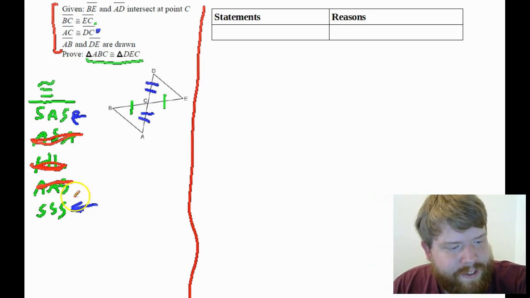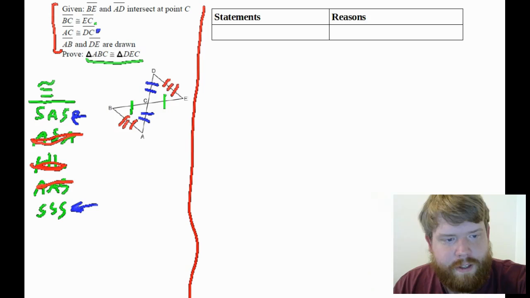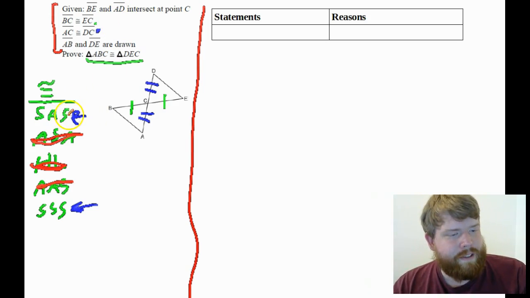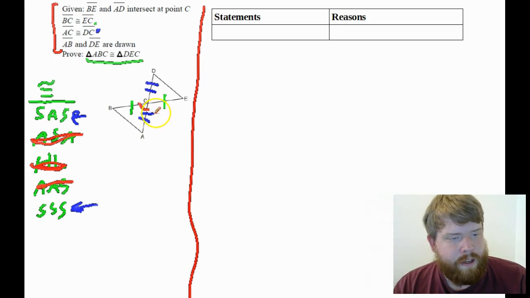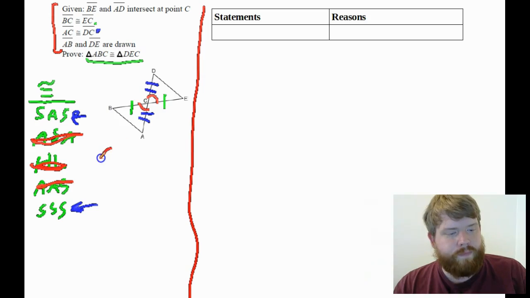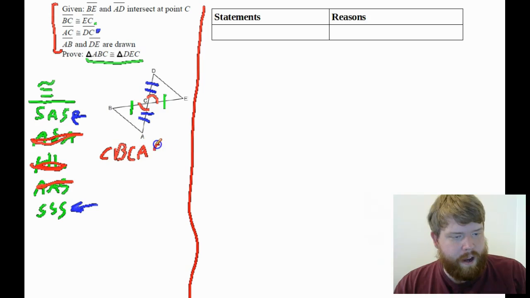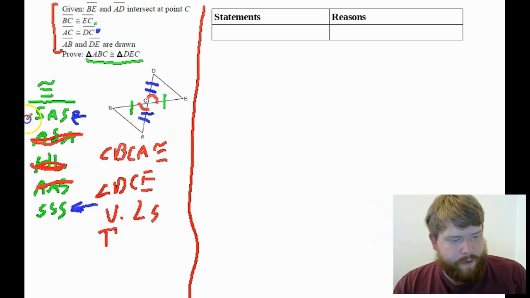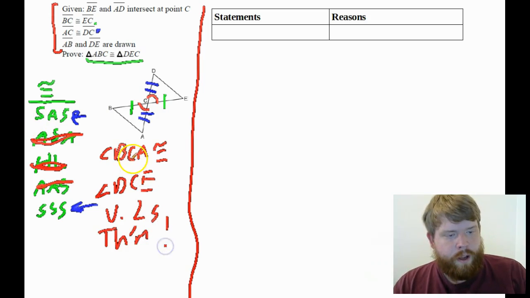All right, as I'm looking around, if SSS is what I need, I would need a way to show that AB and DE are congruent, but I don't see any evidence for that. There's nothing in the given information that would suggest that AB and DE are congruent, and there's no real theorem I can think of that will be used there too. So let's think about SAS instead. If it were SAS, I would need the angle in between these two pairs of sides to be congruent to the other angle in between those two pairs of sides. And you know what? I actually can think of a reason why angle BCA would be congruent to angle DCE, and it's because they're vertical angles. So by the vertical angles theorem, and I'm just going to write an abbreviation here, V angles theorem, I know that BCA and DCE are congruent.